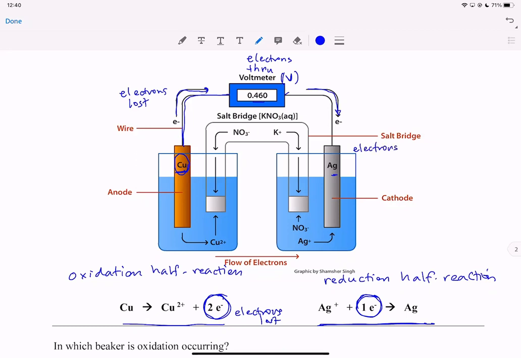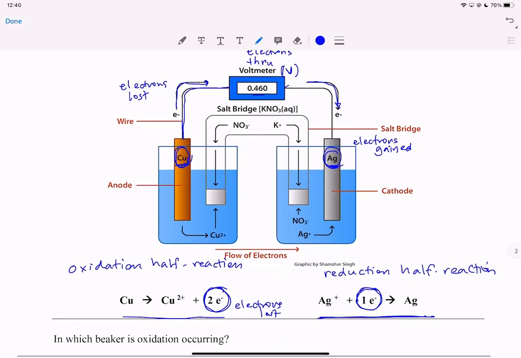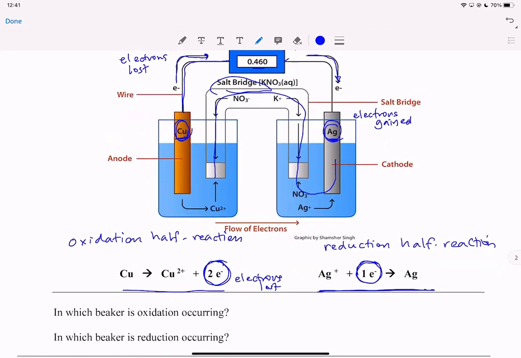They go into this other side and they're gained by this silver electrode. So you have a copper electrode and you have a silver electrode, that's Ag. And then this continues on as a full circuit where you have ions flowing through this salt bridge. Okay, so what do you have here?